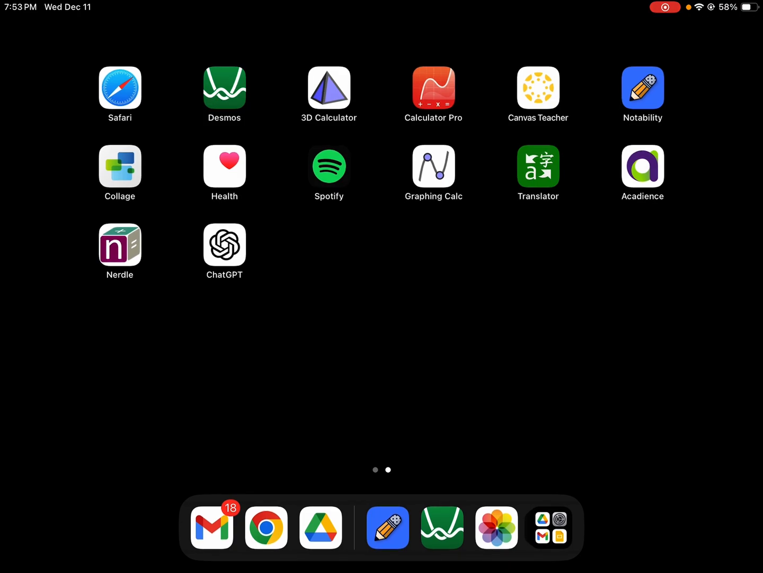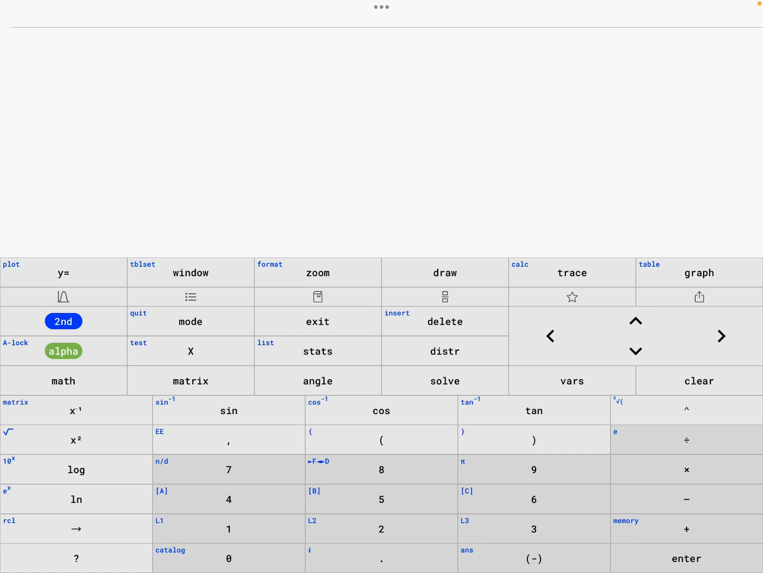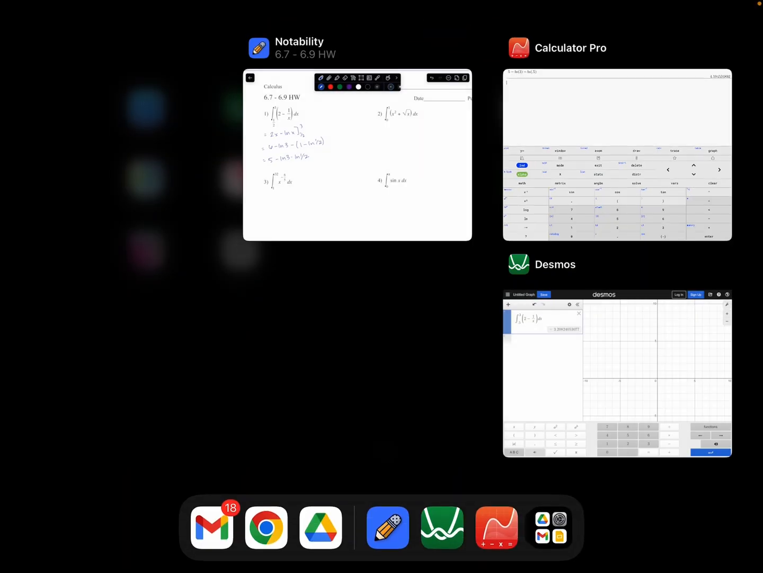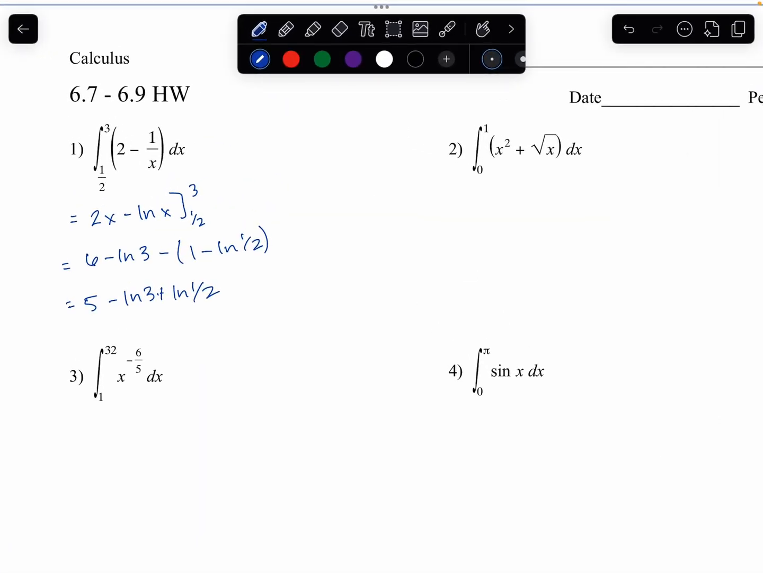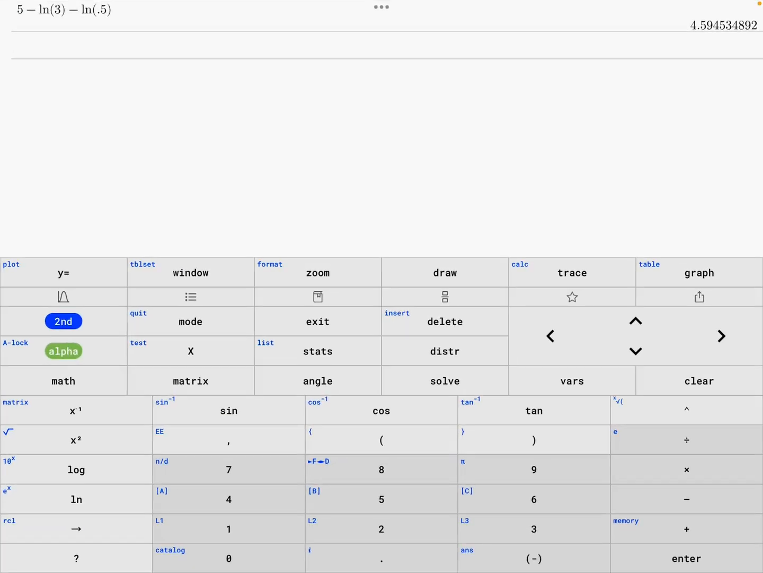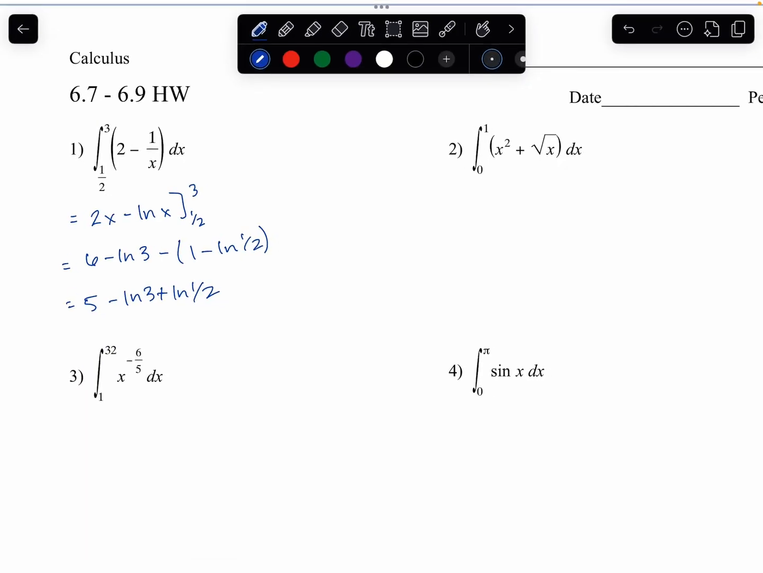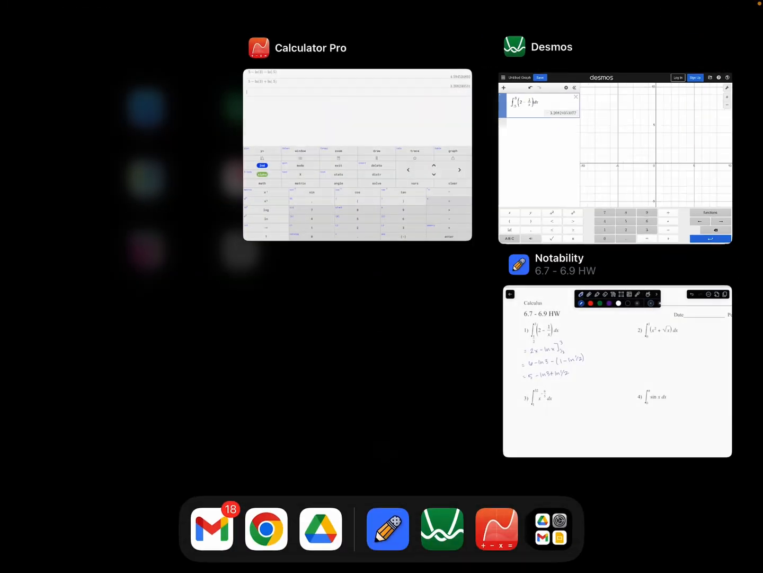So I get 3.208. Let's check it in our calculator. We said 5 minus the natural log of 3, and then minus the natural log of 1/2. Oh, this is embarrassing. 5 minus the natural log of 3 minus the natural log of 1/2, that should be plus right there. That one's for all you guys that were complaining today about all my mistakes. I catch them eventually, most of the time. Okay, enter 3.208, and yeah, that's what we had in Desmos, right? Yeah, 3.208.